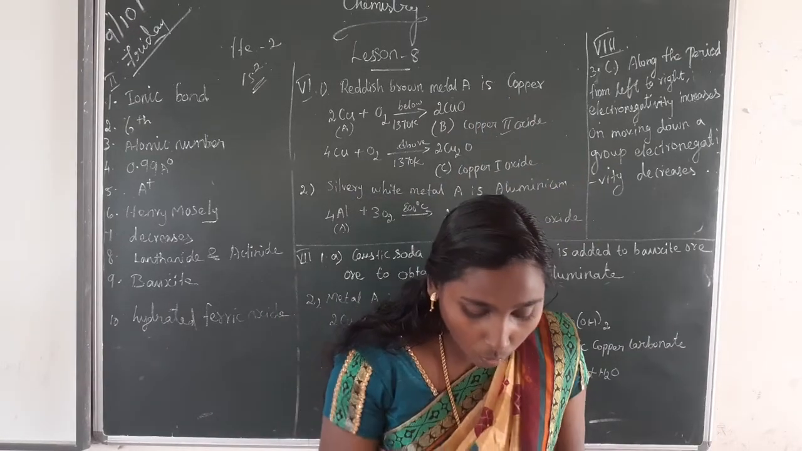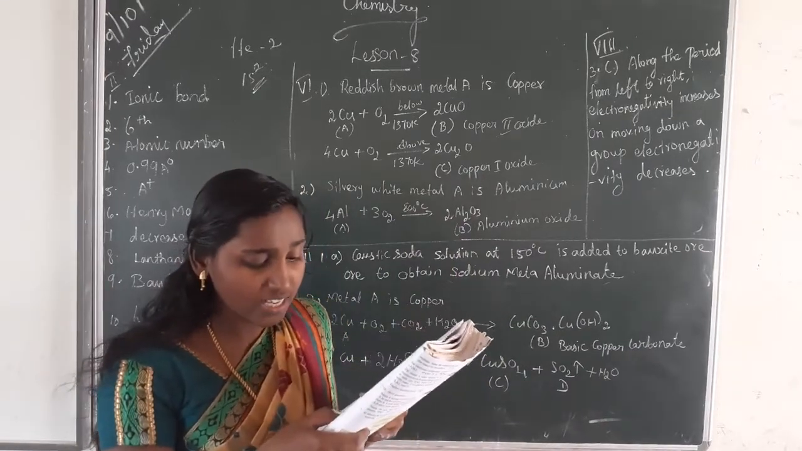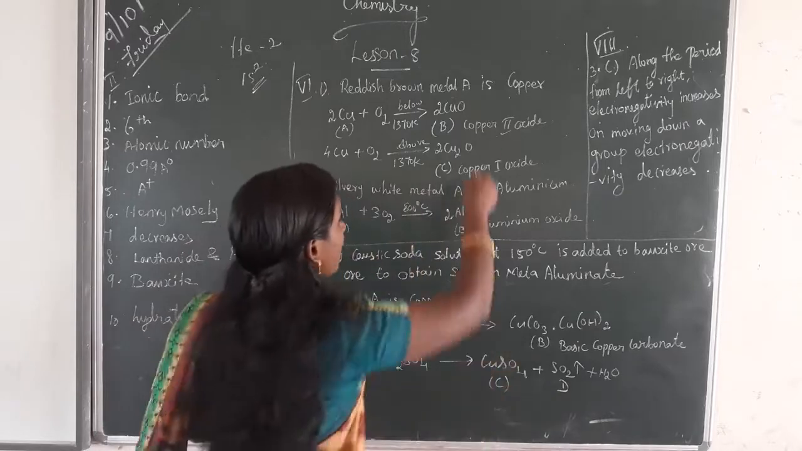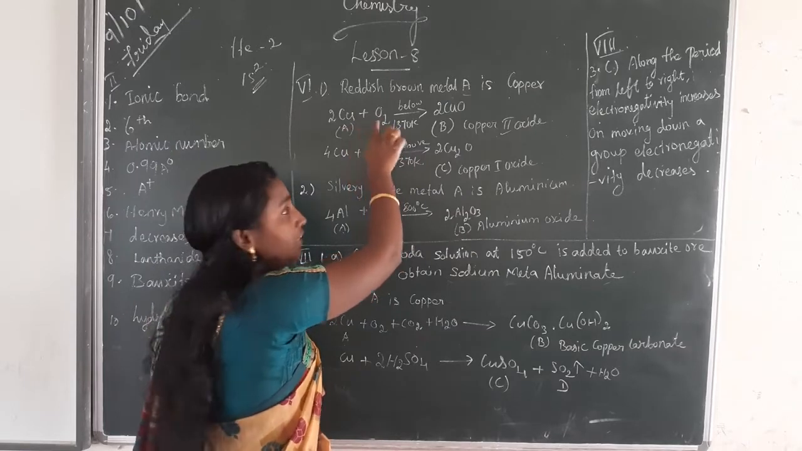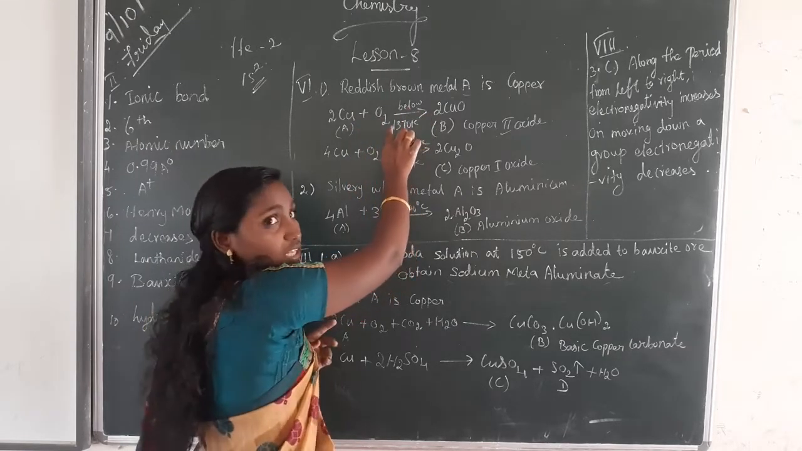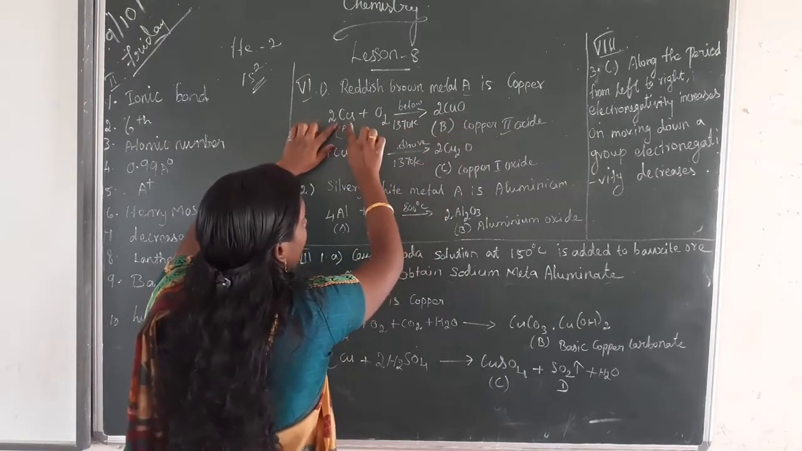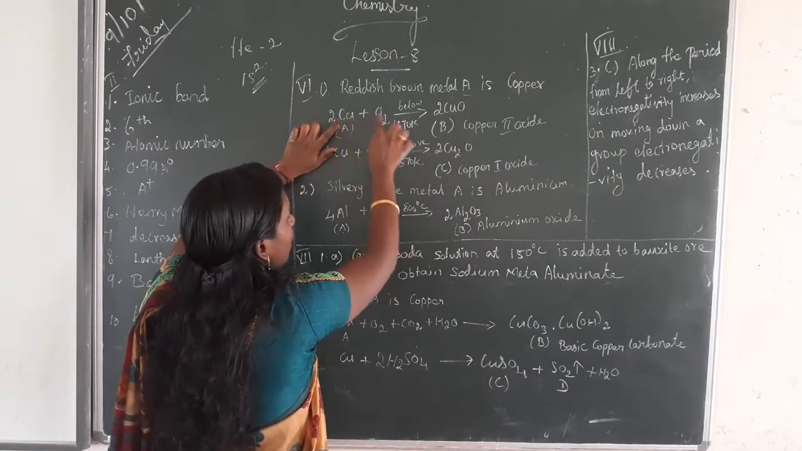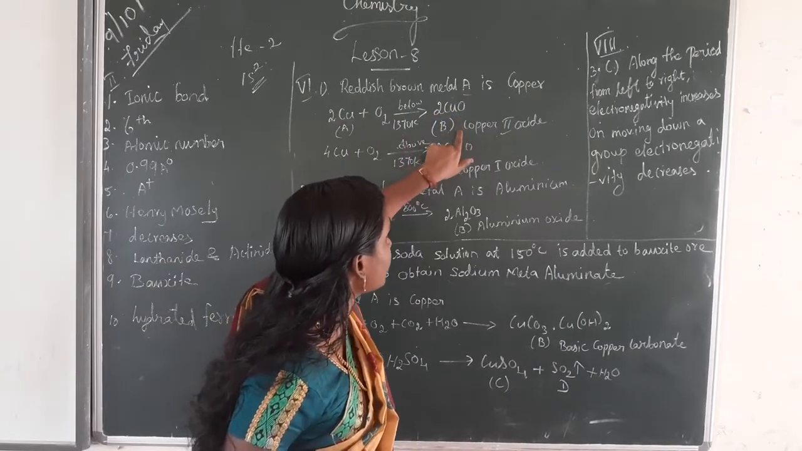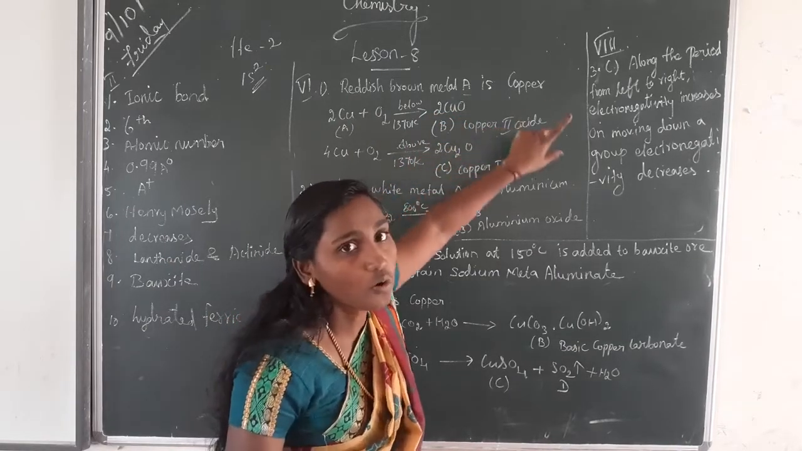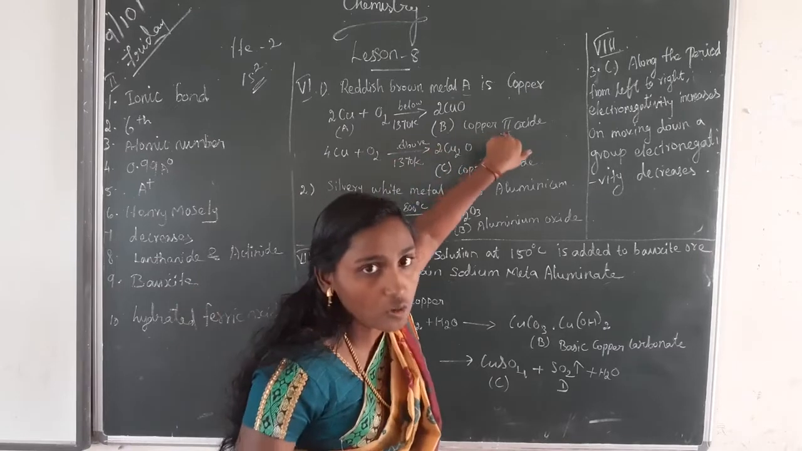Which combines with O2 at below 1370 Kelvin gives B. So this A is copper, we found. Now A combined with oxygen below the temperature 1370 Kelvin, we will get B. So what product will we get? CuO, right? So 2 copper, 2 oxygen, so we will get 2CuO. This is B, named copper(II) oxide. So you should write A is copper, B is copper(II) oxide.